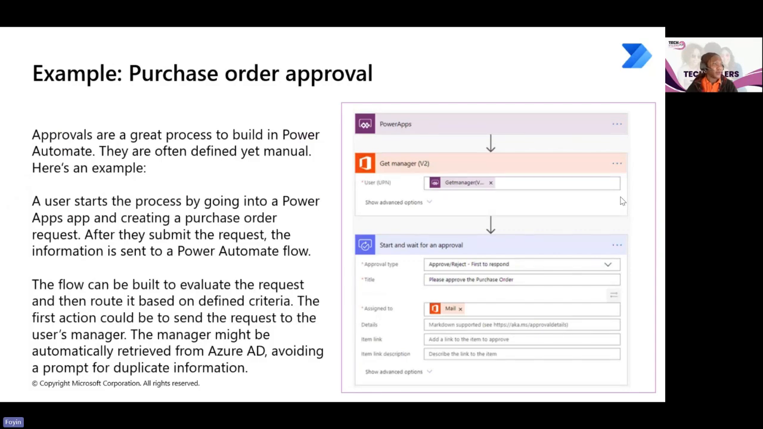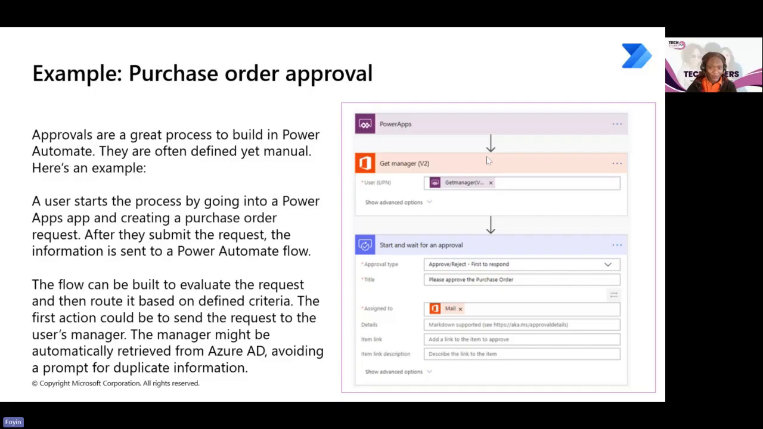Okay, so a simple example here is a purchase order. This is what Power Automate looks like on your right. And this example is being initiated from a Power Apps application, right? All we're saying here is a user has put in a request for a purchase order and it wants to send it to their manager to approve it, right?